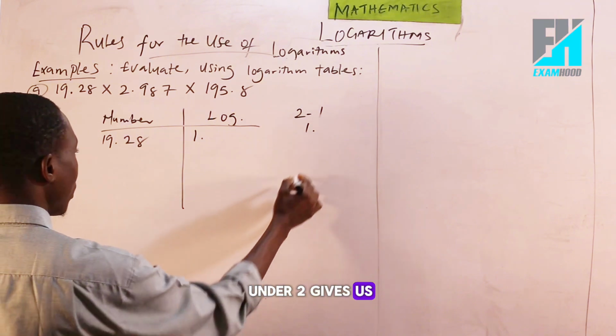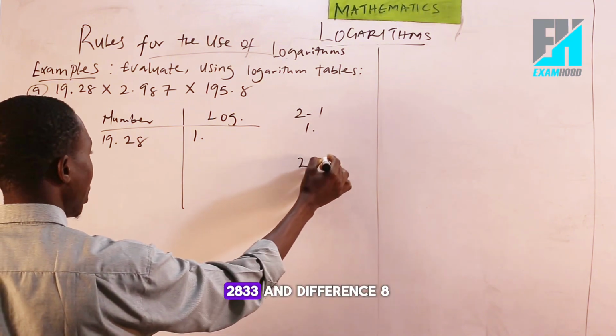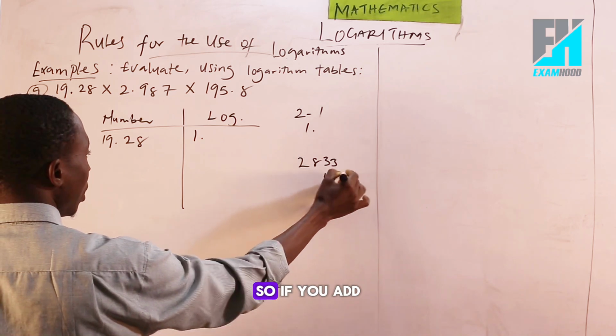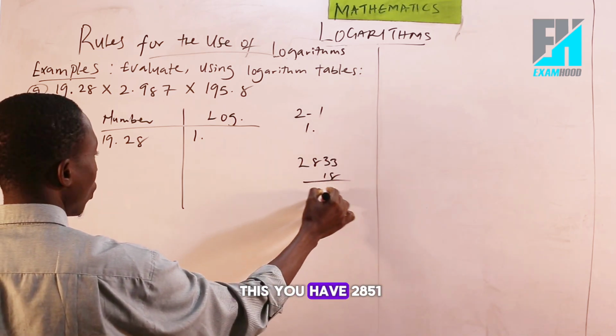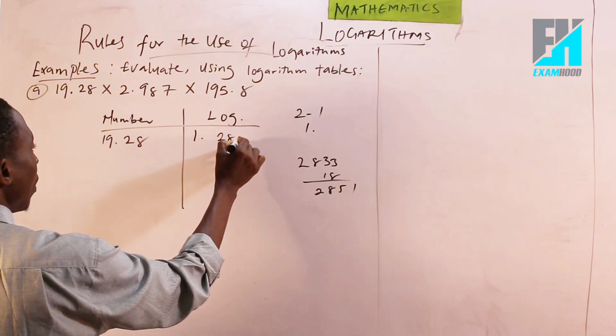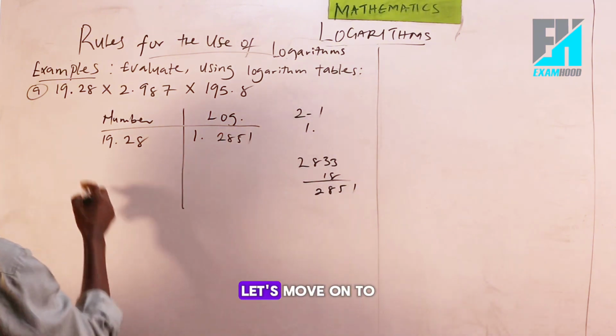19 under 2 gives us 2833. Then difference 8 gives us 18. So if you add this, you have 2851. So we have 1.2851. So let's move on to the second one.